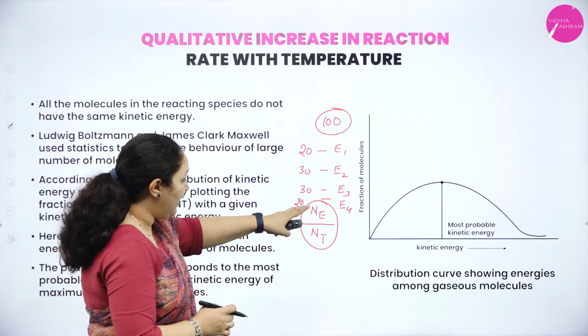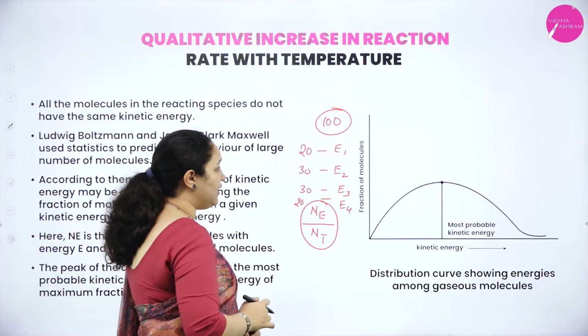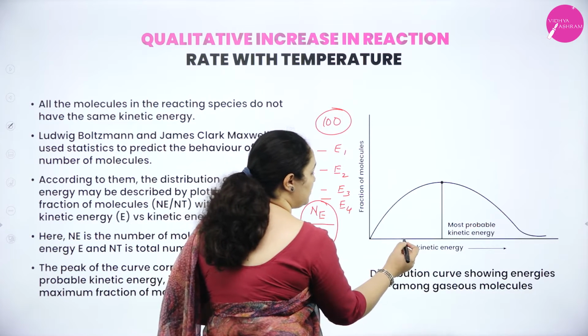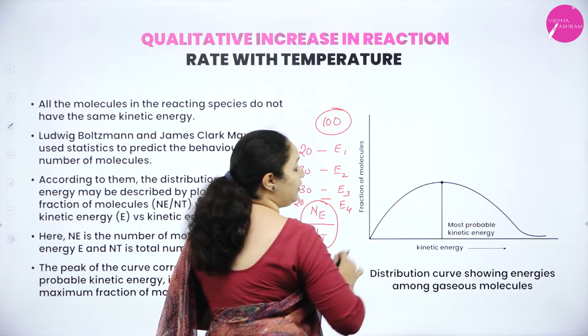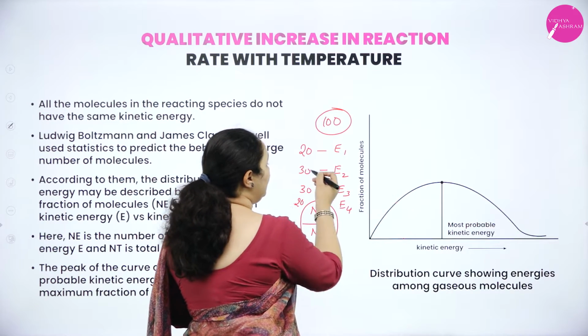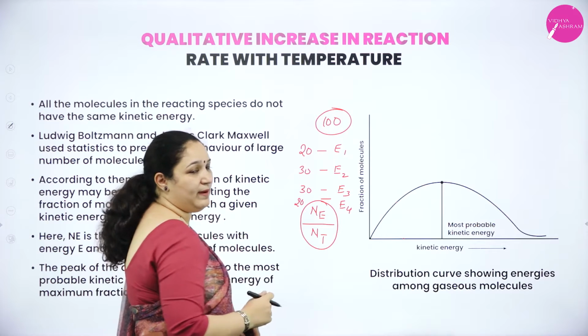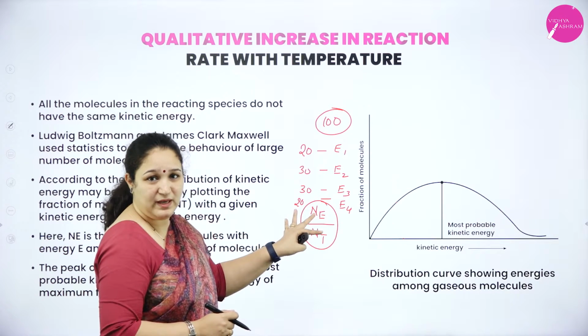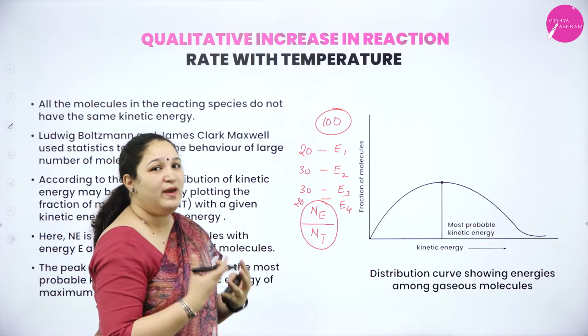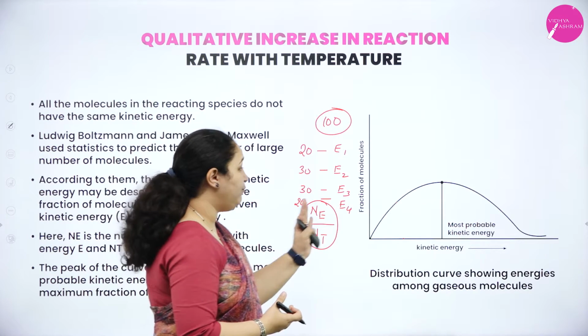Now they took the fraction there. Total is 100. So 20 by 100 have some kinetic energy. So this kinetic energy is given by 20 by 100 molecules, that is here. Similarly, 30 by 100, 30 by 100, 20 by 100. This is just an example I am taking. This is not exactly how they did it. It's a different way. Just to make you all understand how they plotted this graph.